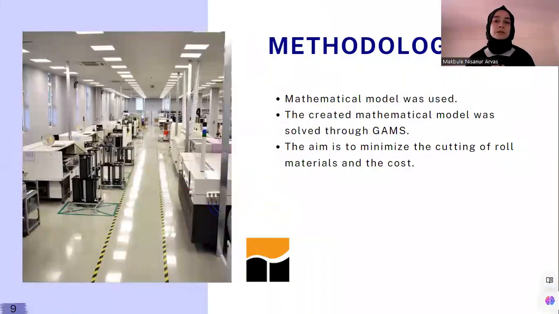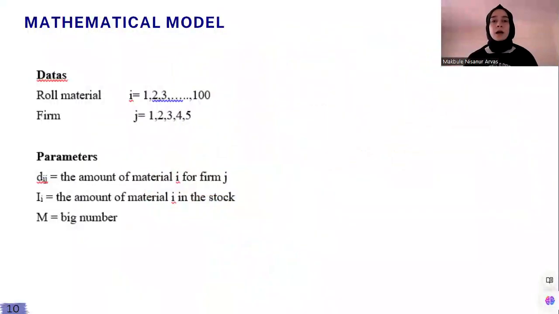In methodology part, I created a mathematical model. I solved this model with GAMS. The aim is to minimize the cutting of raw materials and the cost. These are our models. Data: raw materials are I from 1 to 100, firms are J from 1 to 5. We have 3 parameters: Dij, Ii, and M, big M.